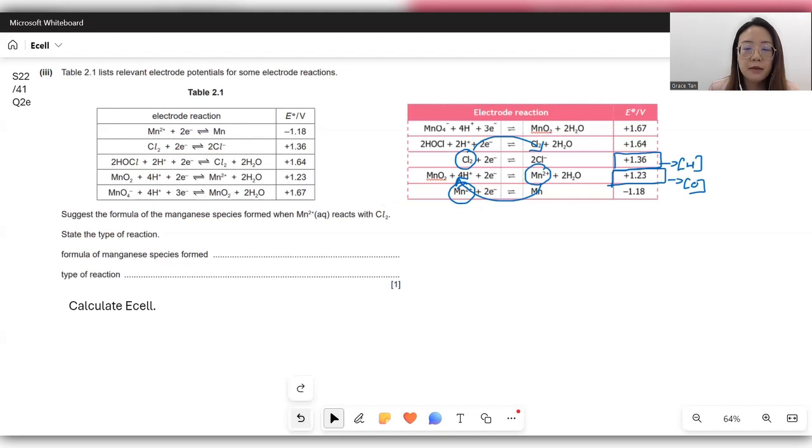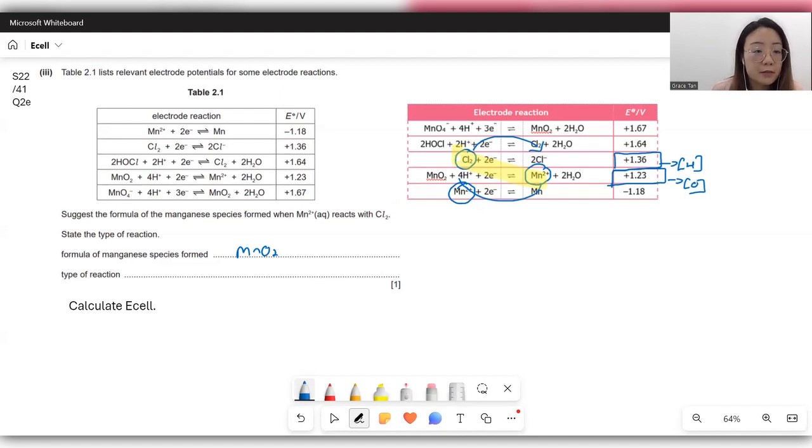Okay, and then therefore we know that this is the half reduction potential for the chlorine and the positive 1.23 is the half oxidation. So we can see these two will be reacting this way. So what is the formula of the manganese species formed? So manganese will form MnO2. All right, type of reaction: redox. Manganese 2 plus and chlorine will undergo redox.